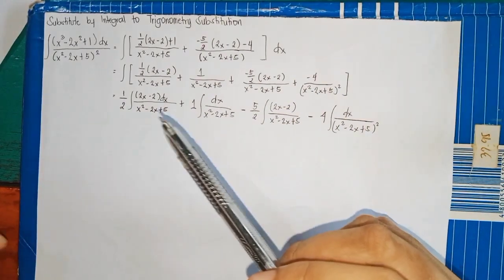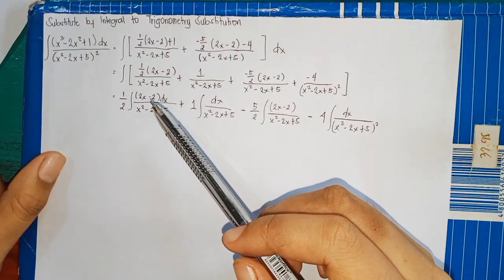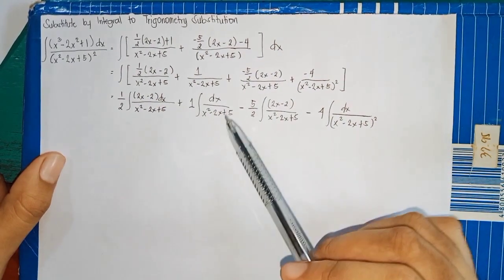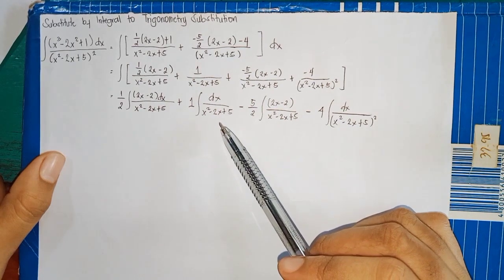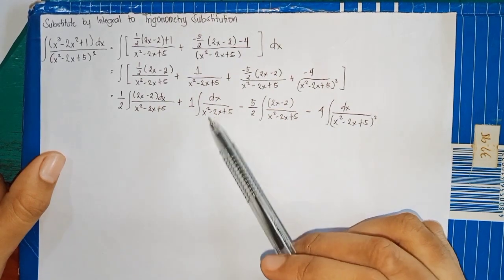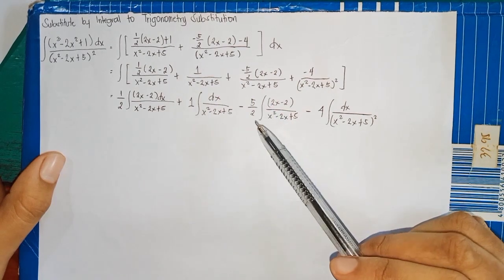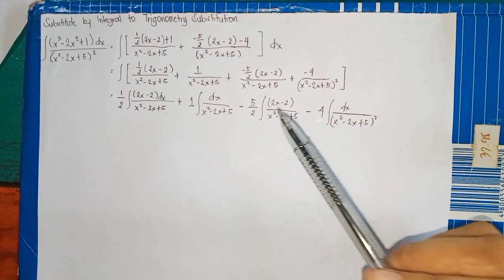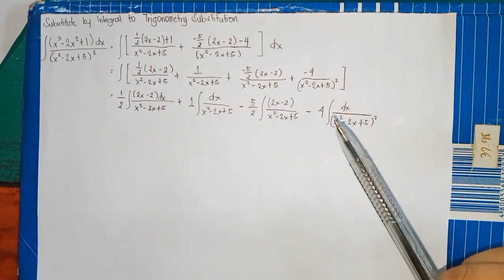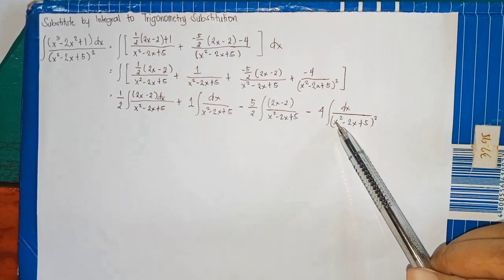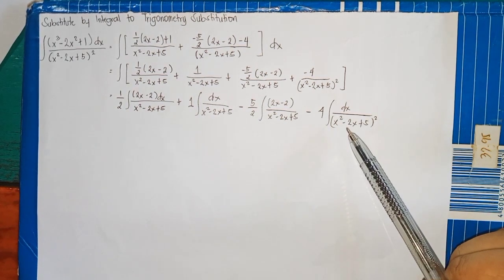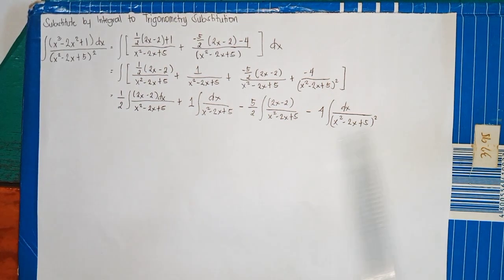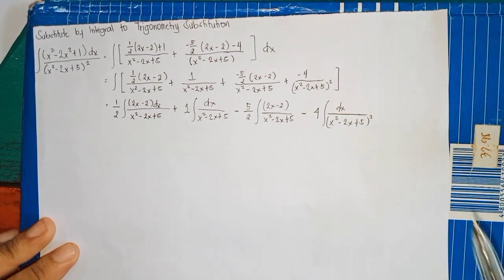In the first term, we will integrate it using natural logarithm. And the second term, we can integrate that using inverse trigonometric function. In the third term, we can integrate it using general power formula. And the fourth term, we can integrate it using trigonometric substitution. This would be the most difficult, the last term.